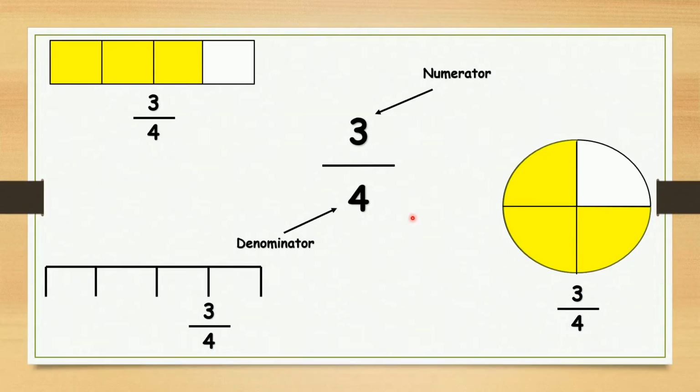First, let's remember the parts of a fraction. We have the denominator that is equal to the total number of parts in a unit, and the numerator is equal to the number of colored parts in a unit. Here we have 3 colored parts in yellow out of 4, so the fraction is 3/4. And a unit can be in the form of a rectangle, for example, or a circle. It can have any form.